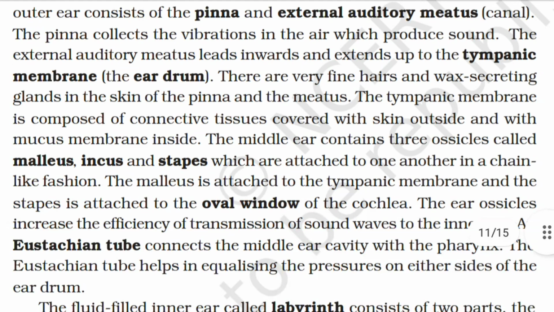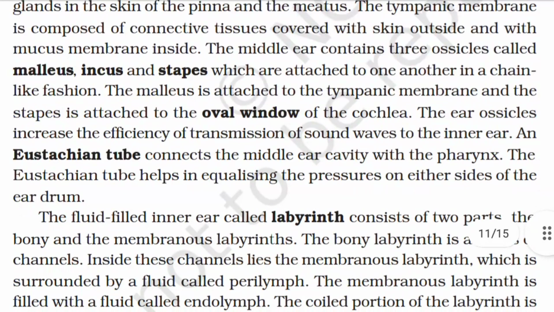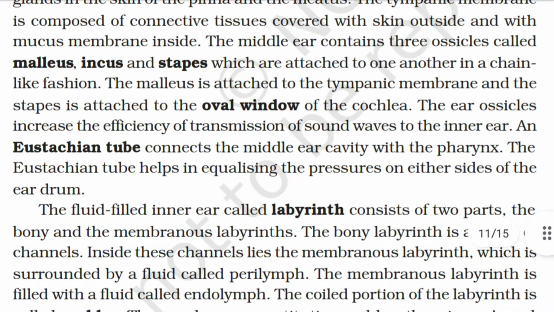The middle ear contains three ossicles called malleus, incus and stapes which are attached to one another in a chain-like fashion. The malleus is attached to the tympanic membrane and stapes is attached to the oval window of the cochlea. The ear ossicles increase the efficiency of transmission of sound waves to the inner ear. An Eustachian tube connects the middle ear with the pharynx cavity. The Eustachian tube helps in equalizing the pressures on either sides of the eardrum.